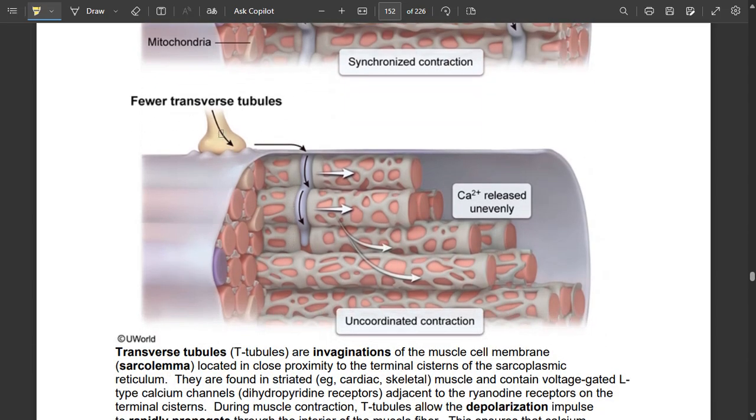So fewer transverse tubules means a smaller amount of calcium goes inside the cell, resulting in uneven calcium release at uneven sites, therefore leading to uncoordinated contraction. Because of fewer transverse tubules, contraction occurs only at the surface level of the cells, and not in the very inner part of the muscle.